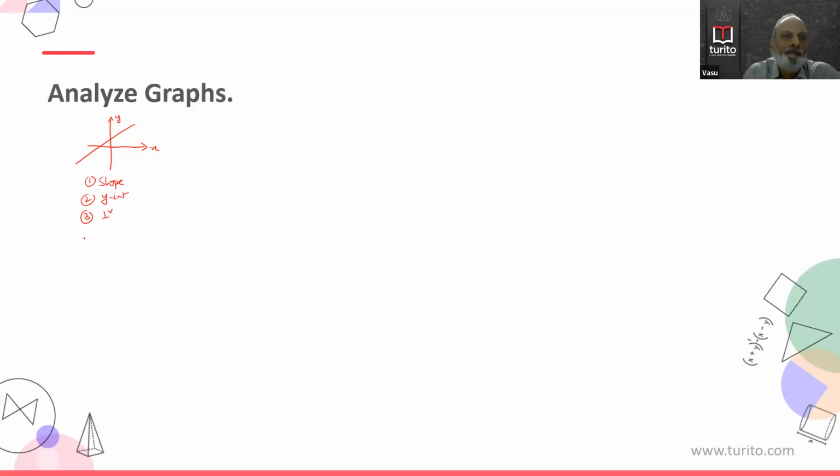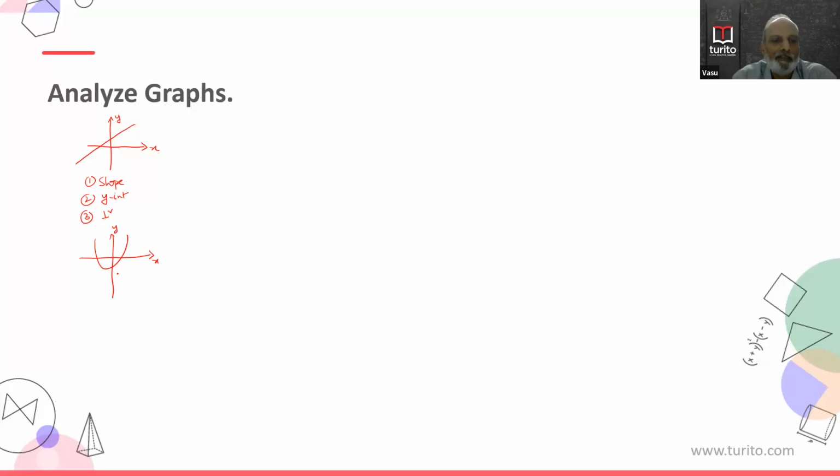You can even have a quadratic graph. For example, I told earlier that you can have a parabola like this. For example, this is the parabola you have. This is the x-axis and this is the y-axis. So you can analyze many things in this also. Here you can analyze the vertex, the x-intercepts and the y-intercept.